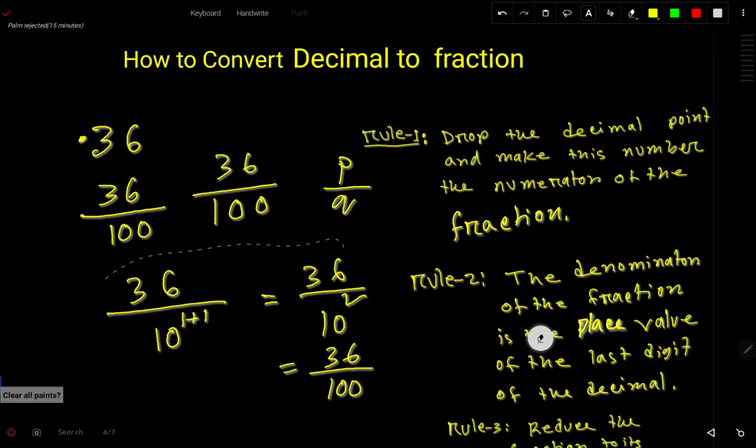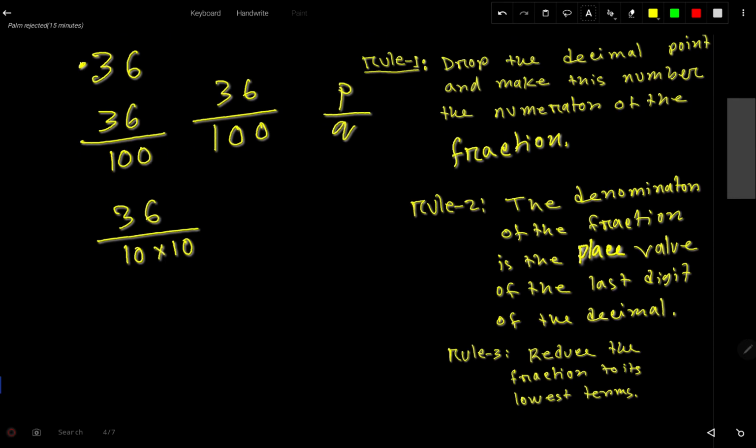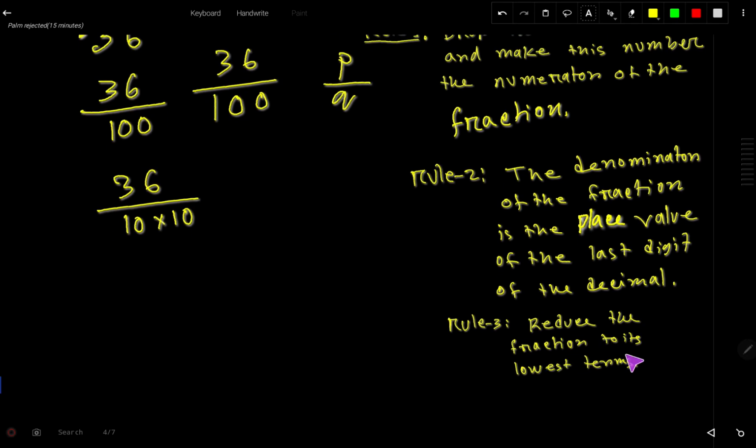Okay, here is another way you can consider. 36, for every digit after the decimal point we have to consider 10. So for 3 we will write 10, for 6 we will write 10, but you have to multiply, right? And look, here is the step to reduce the fraction to its lowest term. So we have to reduce this fraction to its lowest term.